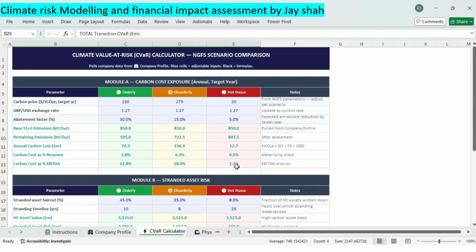In module A, carbon cost exposure runs from rows 5 to 13, and the three blue input rows, rows 6 to 8, feed the formula rows. You can add inputs, and you have to follow the color coding as well. The logic chain is: carbon price adjusted for abatement, then converted to million pounds and expressed as a percentage of revenue and EBITDA. This is the overall chain for module A.